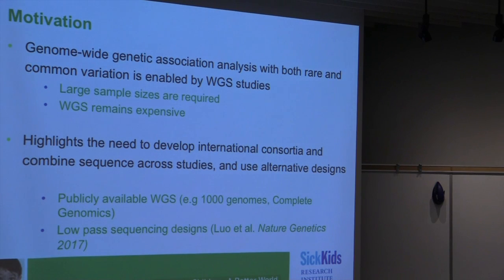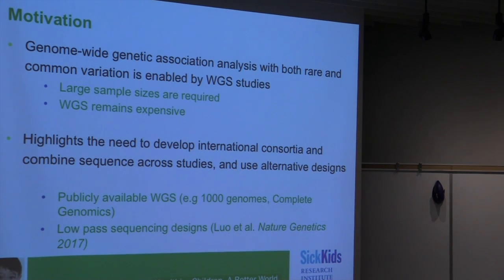So it highlights the need to develop international consortia, to combine sequence across different studies, and even to use alternative study designs. For example, we know that there's publicly available whole genome sequence data, like from the 1,000 genomes or the UK 100,000 project, or there are many various public data out there. And other individuals are looking at other approaches, like using low-pass sequencing on large samples of individuals. So there are various different ways people are starting to think about new designs capitalizing on whole genome sequence.